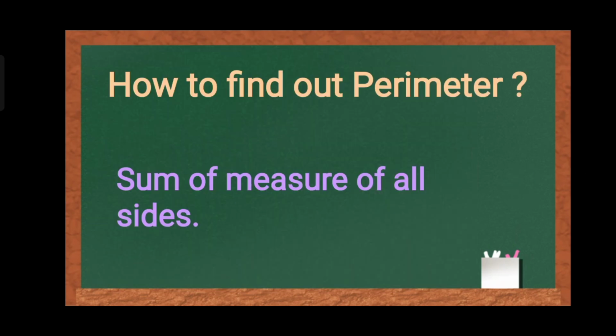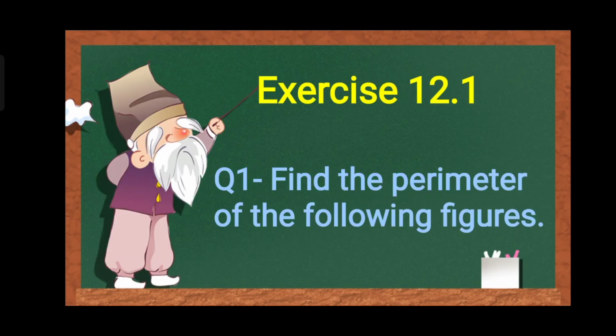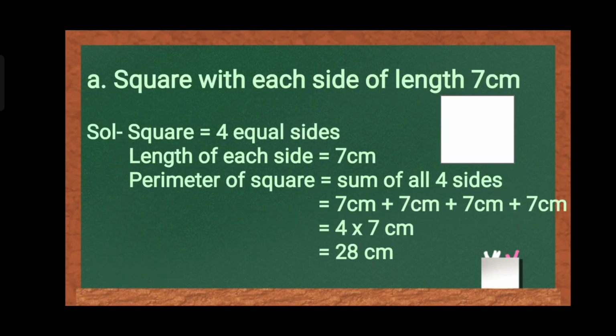So now let's understand how to find out perimeter. To find out perimeter, we have to add the measurement of all the sides. Sum of the measure of all sides is perimeter. So let's start exercise 12.1. Question number 1 is find the perimeter of the following figures. Some figures are given and we have to find out their perimeter.